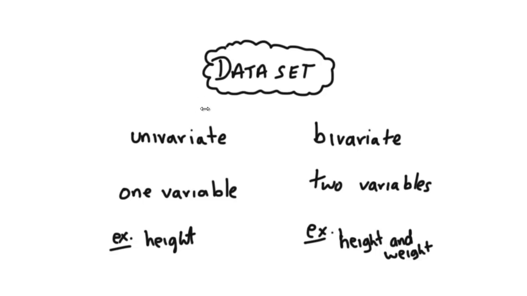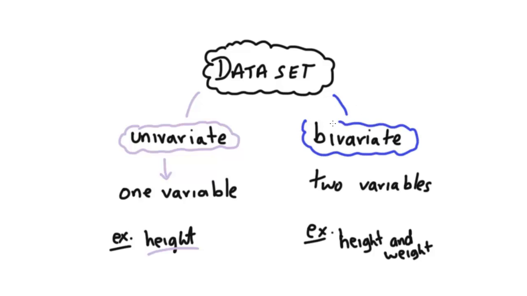Alright, so let's take a look at data sets. Now, if a data set is univariate, then it only uses one variable, for example, just your height. If a data set is bivariate, then it uses two variables. For example, you can compare the height and the weight.